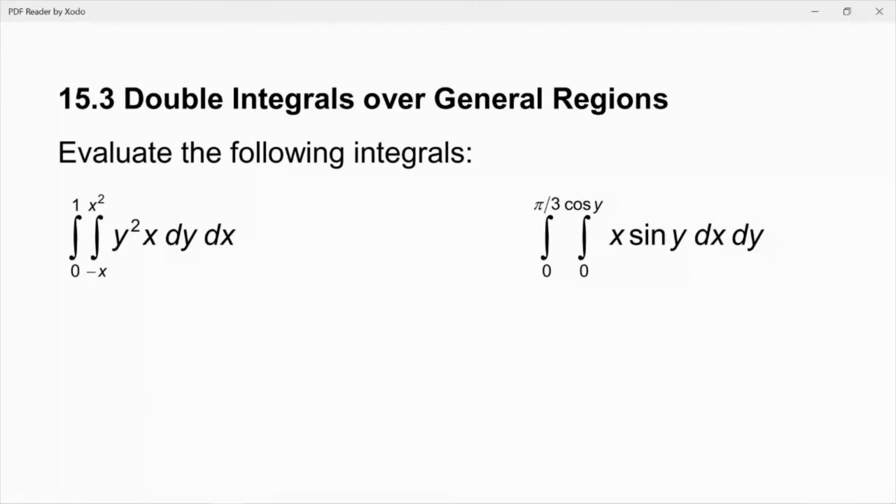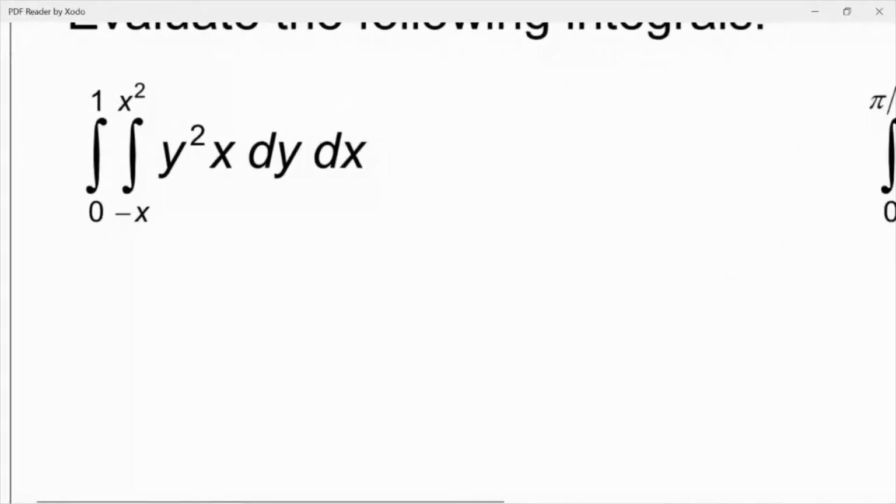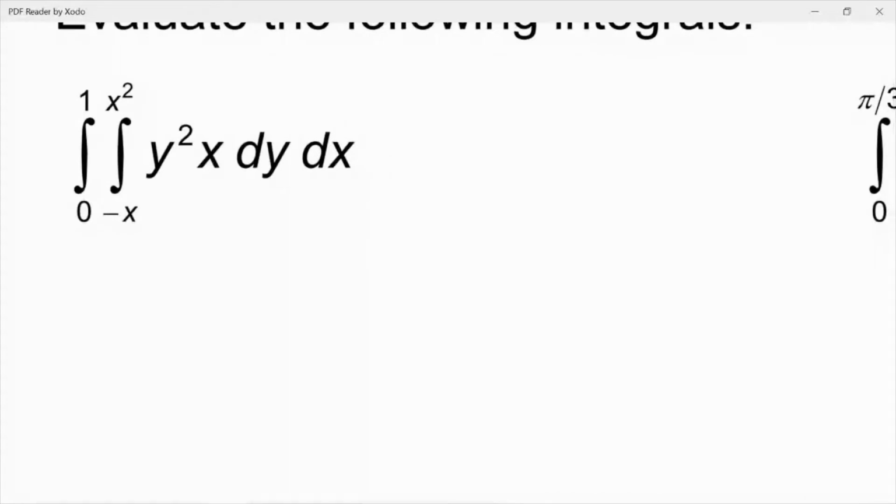When we did rectangular regions, we were just substituting constants into our antiderivatives every time. So it was a fairly straightforward process. Now that we're going to start getting into having limits of integration that involve variables, it'll be a little bit more complicated, and the setup will definitely be a lot more complex than what we were doing before. So here's a really simple example, just so you can get a feel for how this is going to work.